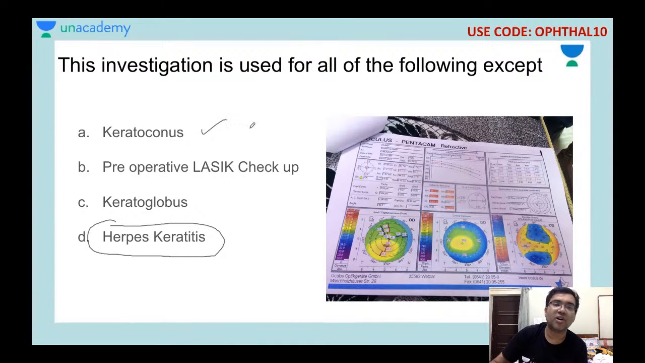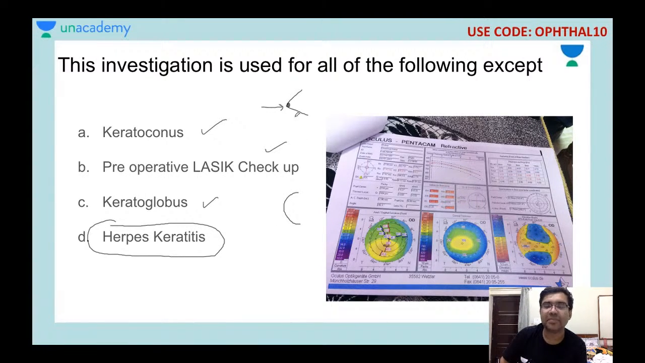Pentacam is used for any corneal topographic disorders like keratoconus and keratoglobus, and also for the preoperative LASIK checkup. Now, how would you differentiate between a keratoconus and keratoglobus? In keratoconus, the thinnest part of the cornea would be central or paracentral. Are you getting my point?